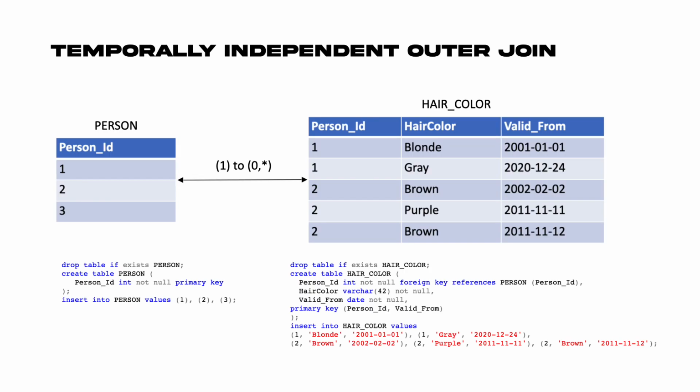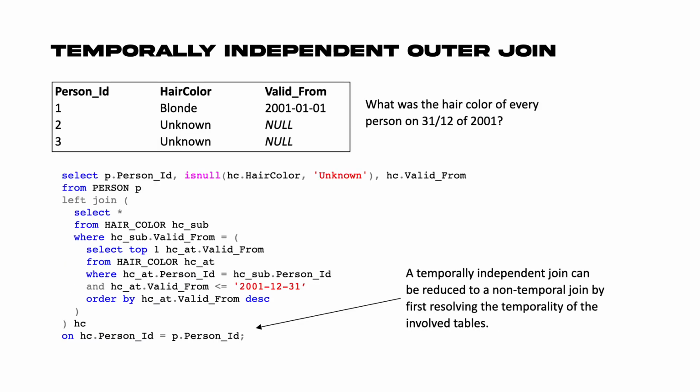If we extend this to the other type of join that we looked at in the beginning, the outer join, we could have this situation also for a temporal table. So in this case, person number 3 again is lacking a row in the hair color table. So with the same reasoning as before, we can also here first in the derived table from the subselect find each row that was valid for each person on a particular date. This date is different here. You can see it's the 31st of December for 2001.